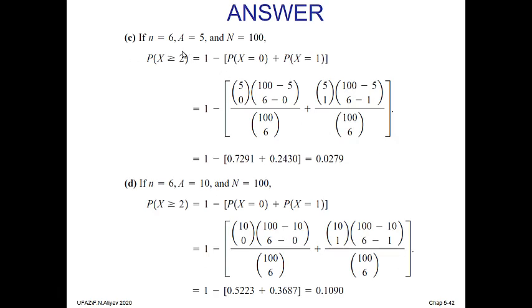This is the solution of part C. As you see here, n is 6, A is 5, and capital N is 100. Again, the probability of this situation. We calculate the answer 0.02. And for A equal to 10, the answer is 0.1. You see, the answers are completely different.